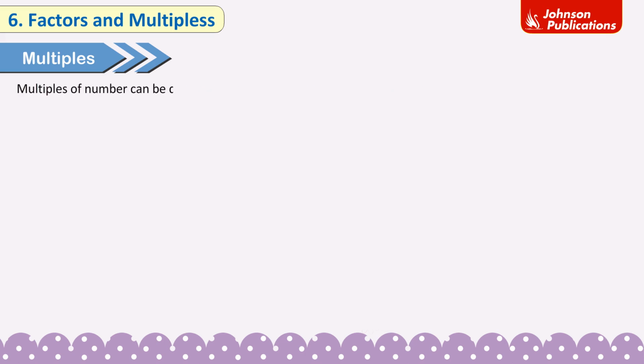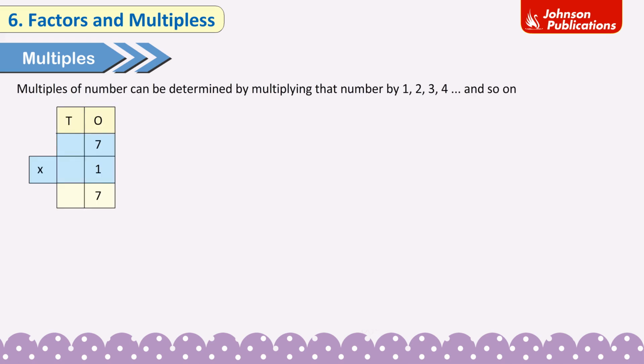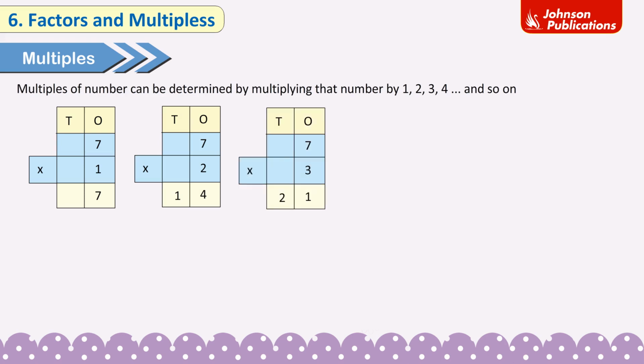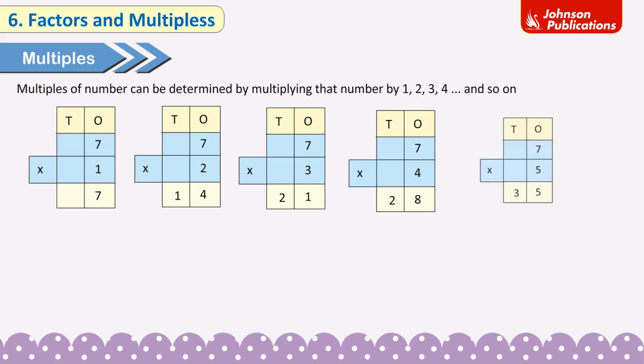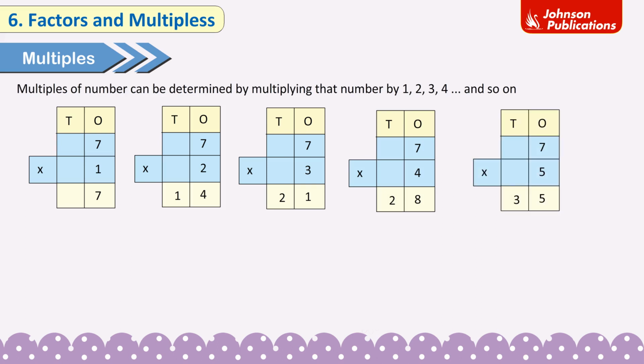Multiples of a number can be determined by multiplying that number by 1, 2, 3, 4 and so on. 7 multiplied by 1 is equal to 7. 7 multiplied by 2 is equal to 14. 7 multiplied by 3 is equal to 21. 7 multiplied by 4 is equal to 28. 7 multiplied by 5 is equal to 35. 7, 14, 21, 28, 35, 42 are all multiples of 7.